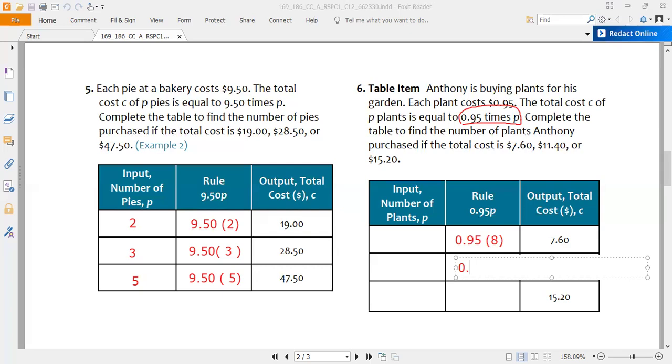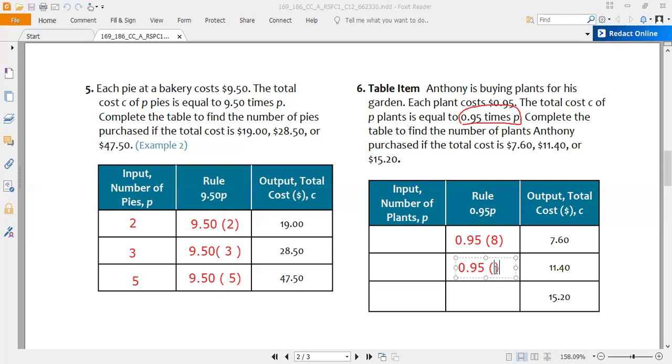Then 0.95, the same number. What number you multiply will give you 11.40? So now we can't select this number 8. Our answer should be more than 8 because this total cost is 11, greater than 7. So our answer should be like 10, 12, 14, something like that, because it's 0, even number.